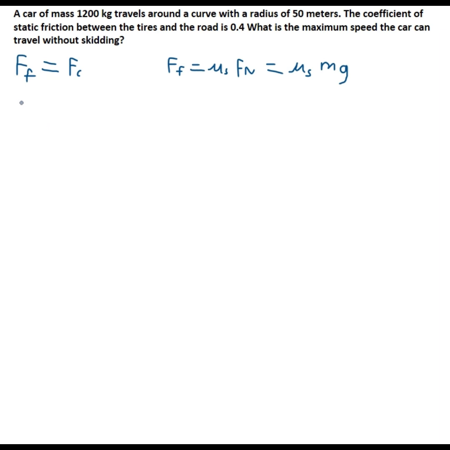Now, let's write down the variables. We know that the mass is 1200 kilograms. The radius is 50 meters. And the coefficient of static friction is 0.4.